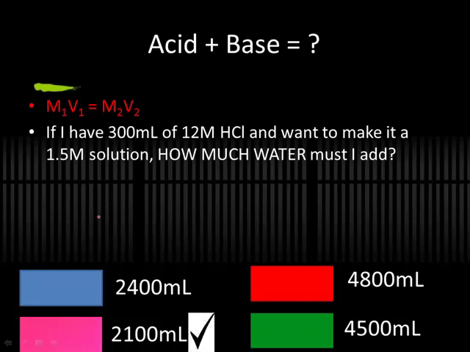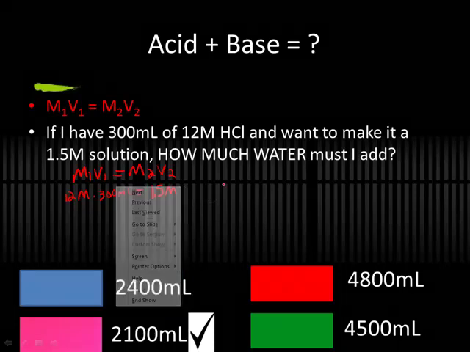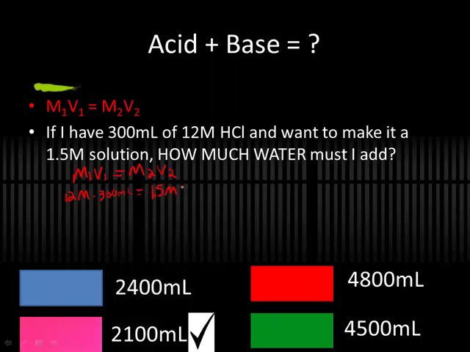Hopefully you got 2100 milliliters, but I'm guessing some of you got 2400 milliliters. Let's figure out why. M1V1 equals M2V2. They give us a 12 molar acid times 300 milliliters of it, and we want it to become a 1.5 molar solution, and we don't know what the V2 needs to be.